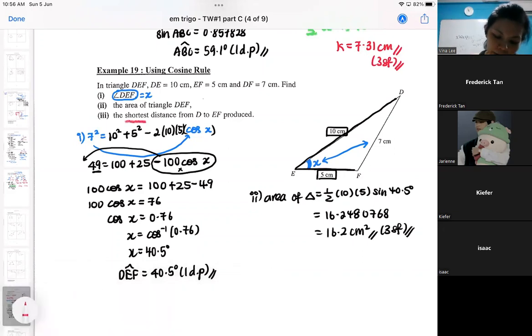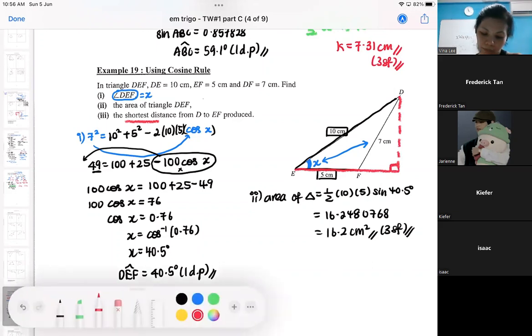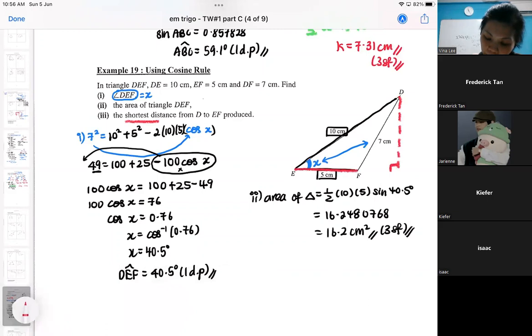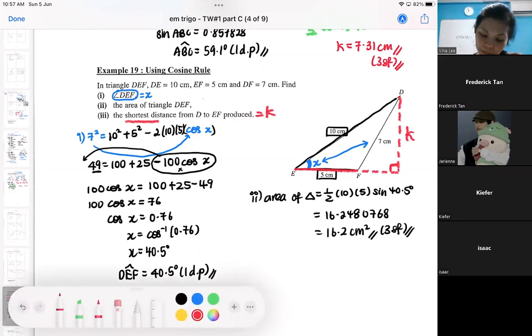So in the next part, I need the shortest distance from D to EF produced. That means I produce, extend EF. So I'm going to extend EF. This is the distance that I'm trying to find. It will be the same method as the previous question. It will still be half times base times height.